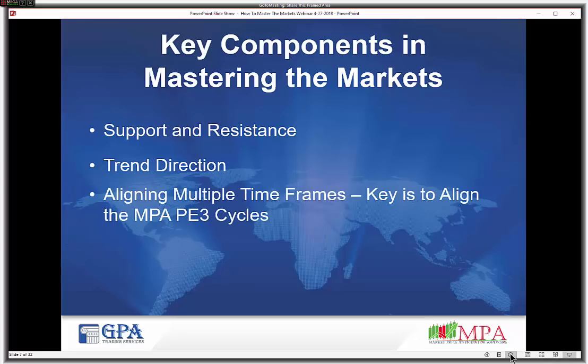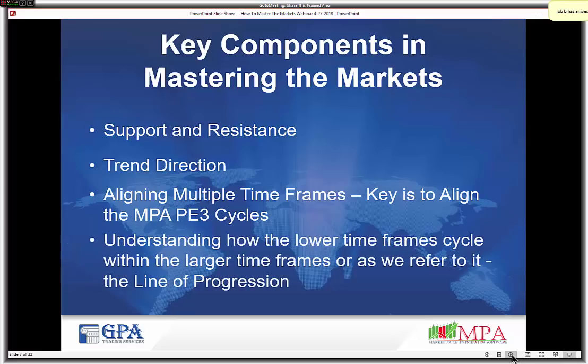The key is going to be aligning multiple time frames. We like to call that aligning the MPA PE3 cycles. As we're going to show you, the software cycles each time frame from overbought to oversold, oversold to overbought, and that process of cycling is how you align those time frames, and that gives you your highest probability outcomes.